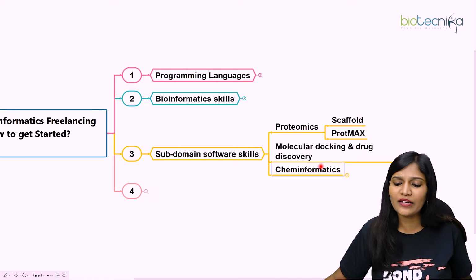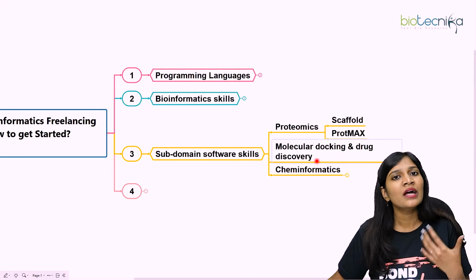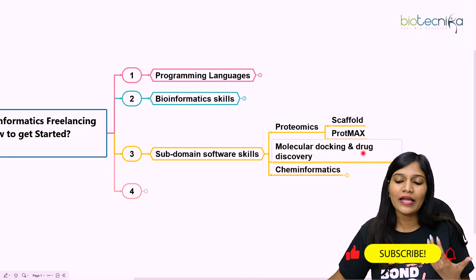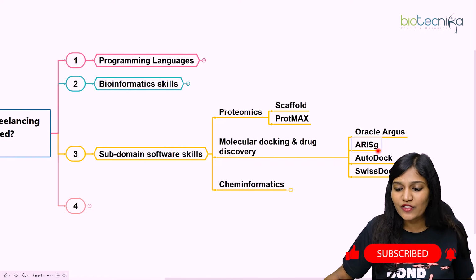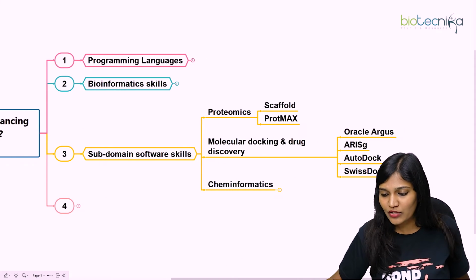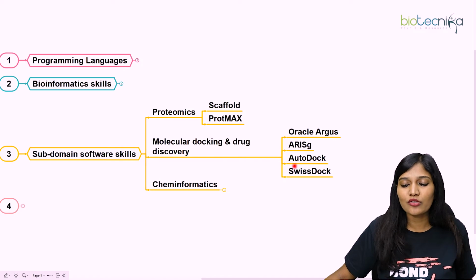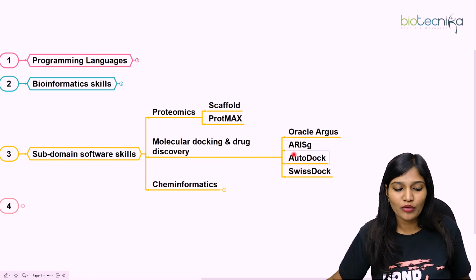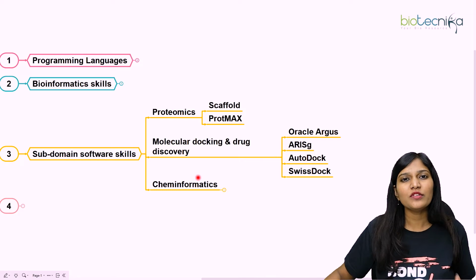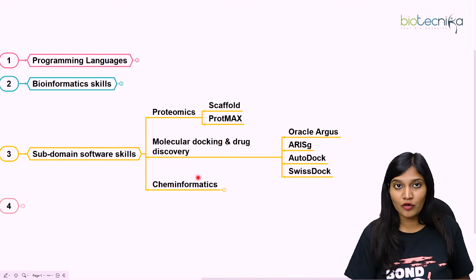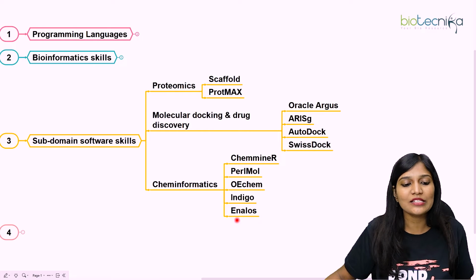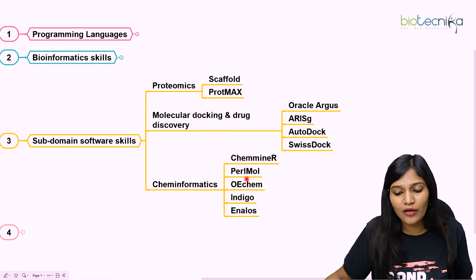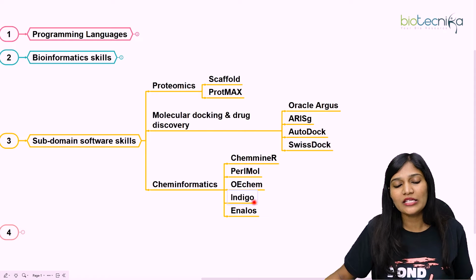And molecular docking and drug discovery. As bioinformatics students, definitely you would know molecular docking and how to discover a drug in a dry lab also. Some of the things that I've listed here like Oracle, Argus, AutoDock, of course all of you know, and SwissDock. You can download these things, AutoDock and SwissDock, on your laptop also, and then you can go in for this one. Suppose anybody wants to go for a pharmaceutical project, then you can go for cheminformatics. If you're going for cheminformatics, at least you need to know these things like ChemmineR, PerlMol, OEChem, Indigo, Inalus.